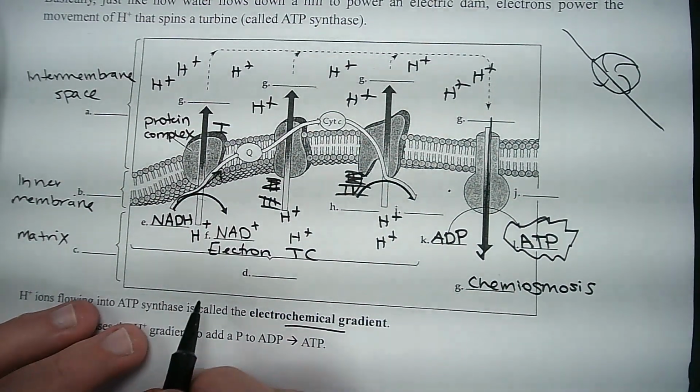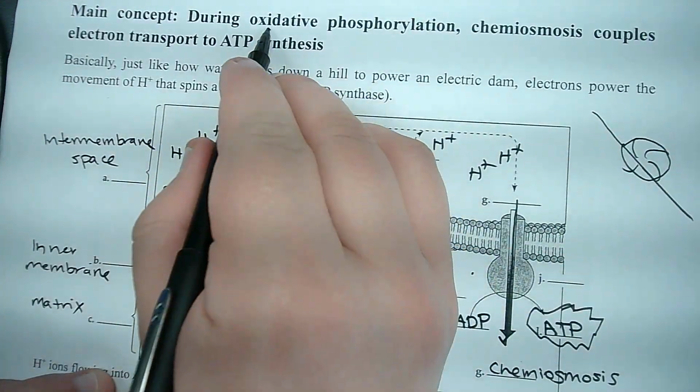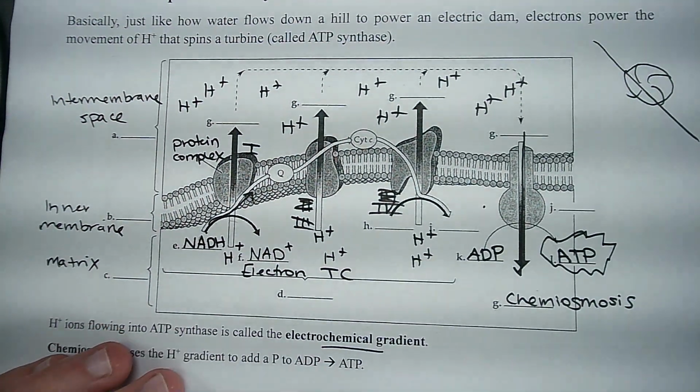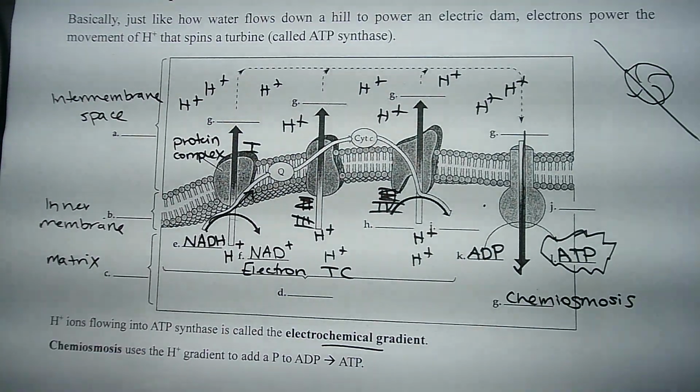These two processes together, the electron transport chain and chemiosmosis, are called oxidative phosphorylation. Okay, let's answer some practice questions.